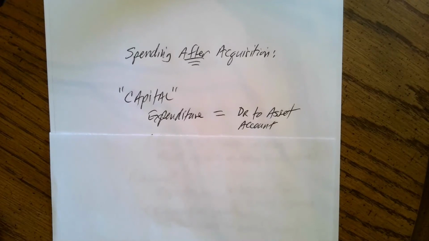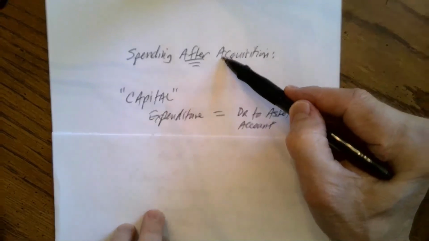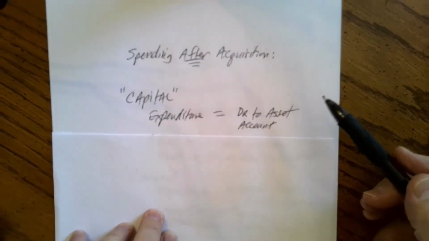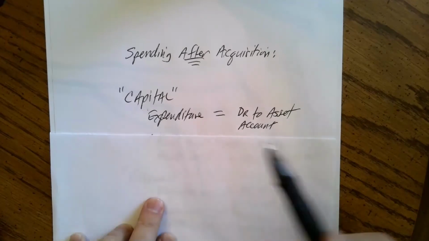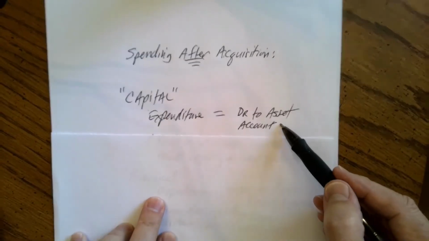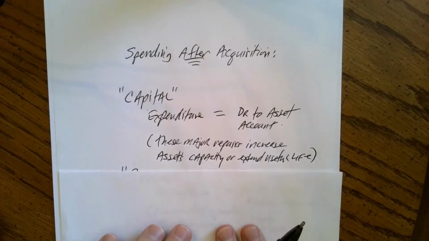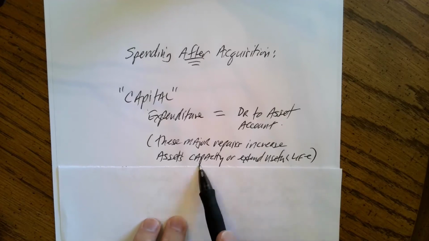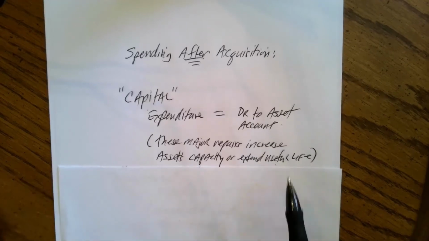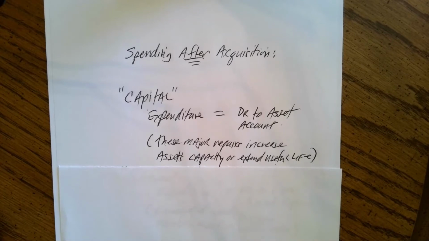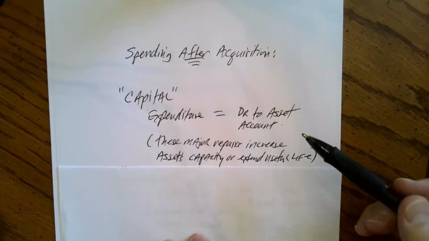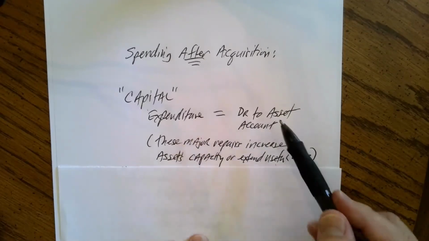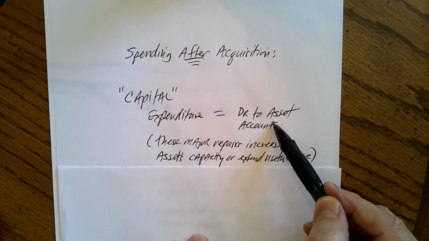I'll call your attention to a section of the textbook about spending on an asset after its initial acquisition. An expenditure that's called a capital expenditure debits the asset account, not expense. Capital expenditures are major repairs which increase the asset's capacity or extend its useful life. An example would be a complete overhaul of a motor, which may extend its life or even its capacity. That is a capital expenditure. It's not expensed. It's charged to the asset account as incurred.